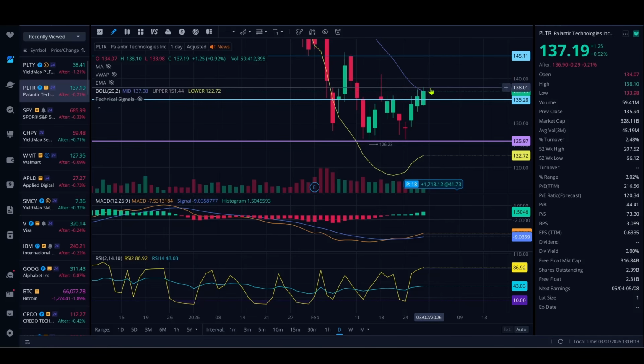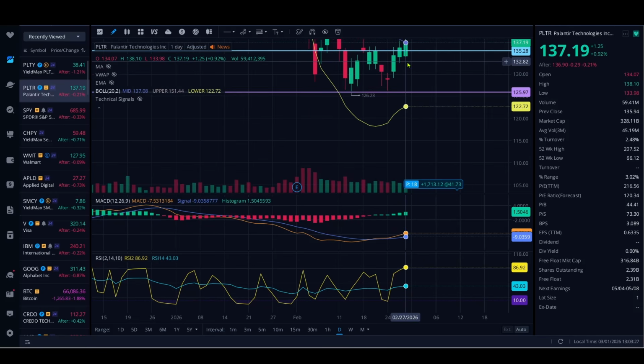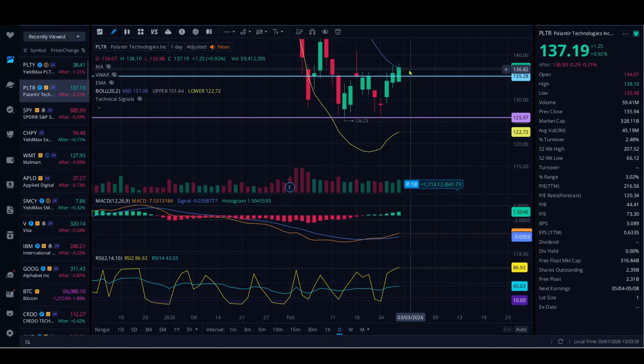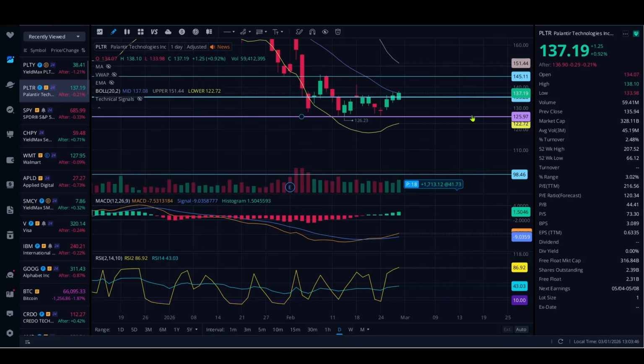Now, if it keeps coming down to test this line, it's basically going to be chipping away at all those buyers. And if it continues to do that, it will eventually eat up all those buyers and it will eventually break on down. But if it can continue to move on up, then that just means that the buyers are in control and we're starting to move back up. So for now, looks like roughly this 125, 126 area, that's a pretty good support line. And that's what we're going to call this line here for Palantir.